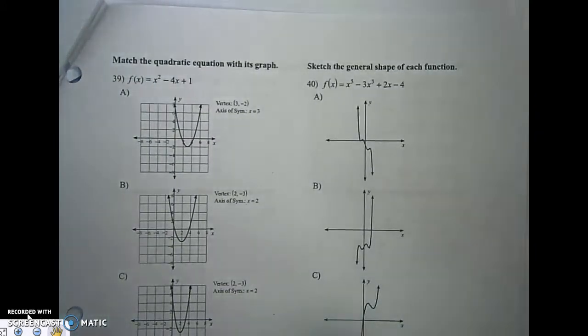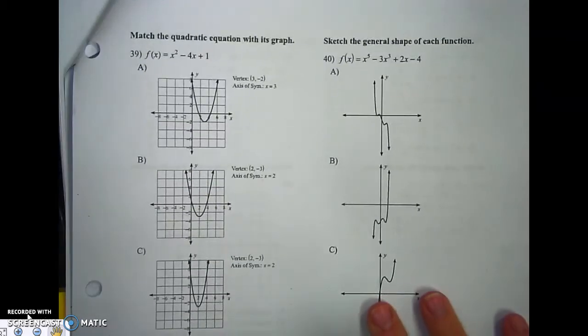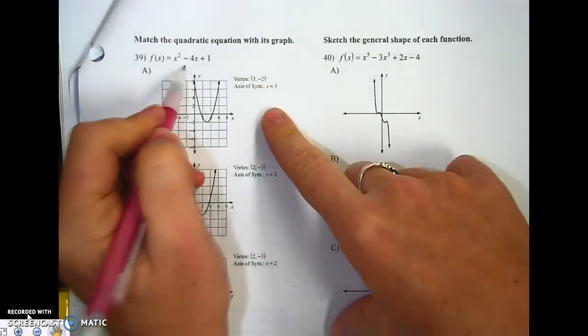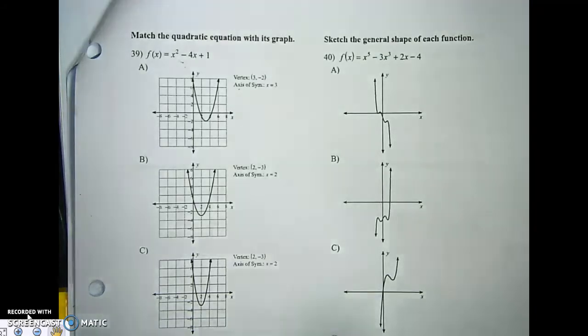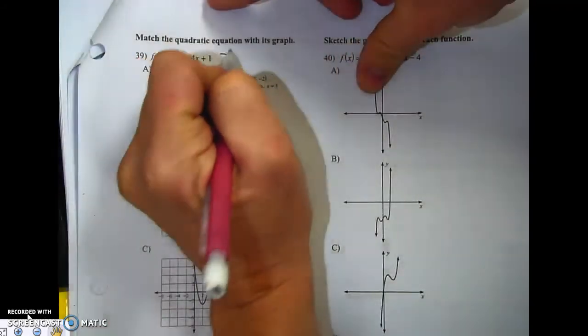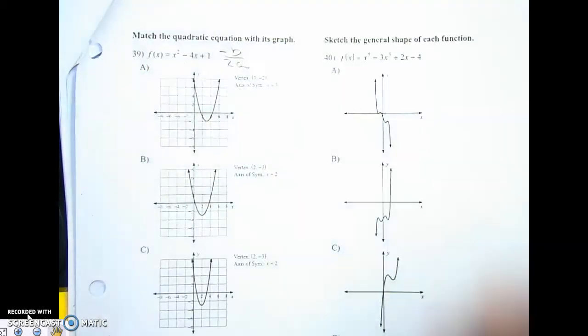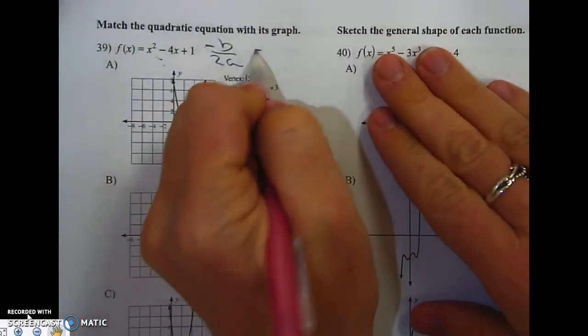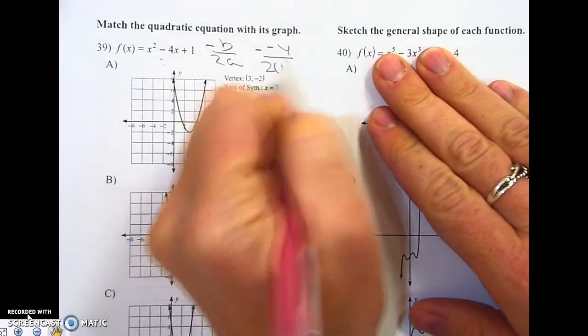Okay, let's go to the next one. They want you to match it. They even gave you all of the information. So what you need to do is actually find the vertex and find the axis of symmetry. So if you remember, the formula for the vertex is -b over 2a. Make that a little bit bigger. So negative of -4 over 2 times 1.